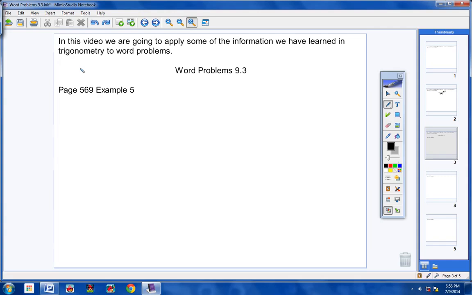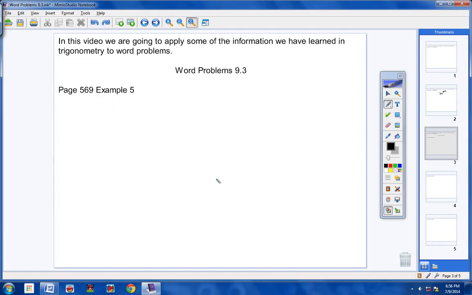A surveyor is standing 115 feet from the base of the Washington Monument, as shown in the picture to the left there. The surveyor measures the angle of elevation to the top of the monument and sees that it's 78.3 degrees. How tall is the Washington Monument?